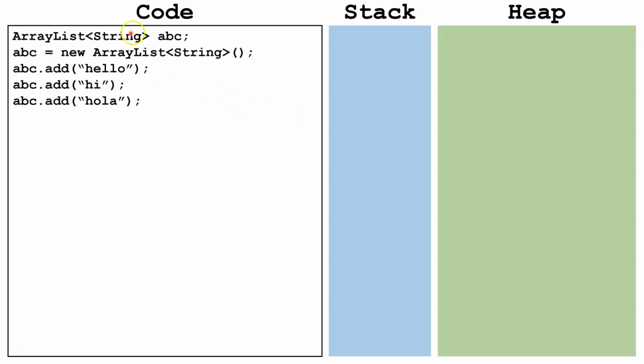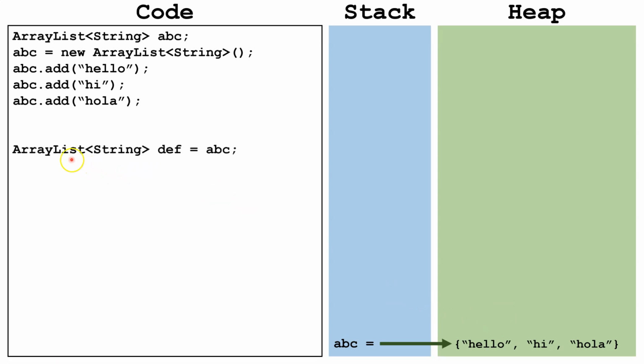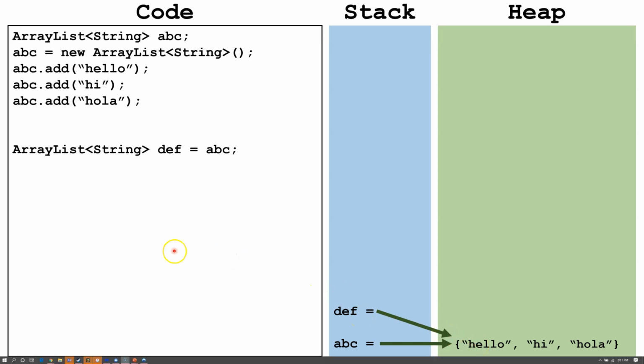We'll start by declaring an ArrayList, initializing the variable, then adding a couple of values to the ArrayList. So we have our reference variable ABC on the stack, and it's pointing to the ArrayList object on the heap. Next, we're going to declare another ArrayList variable and copy the pointer from the ABC variable. So here we go. We can see the reference variable ABC and the reference variable DEF are both pointing at the same object on the heap.